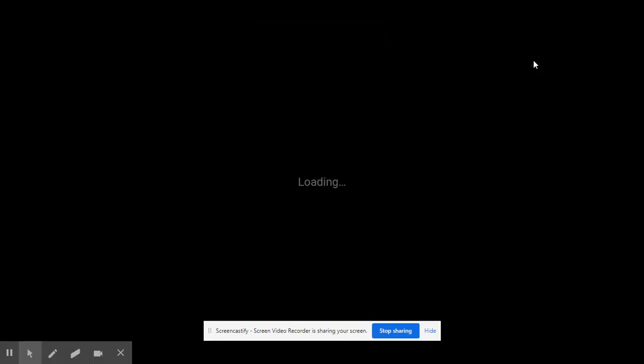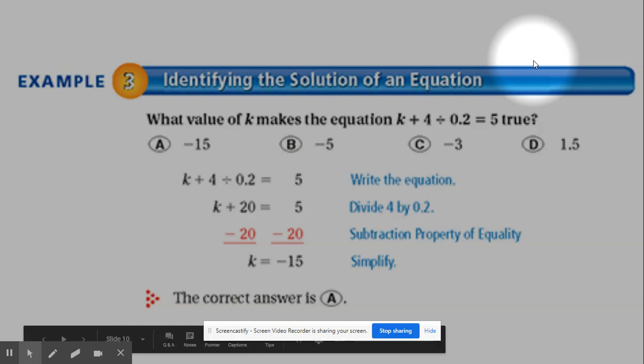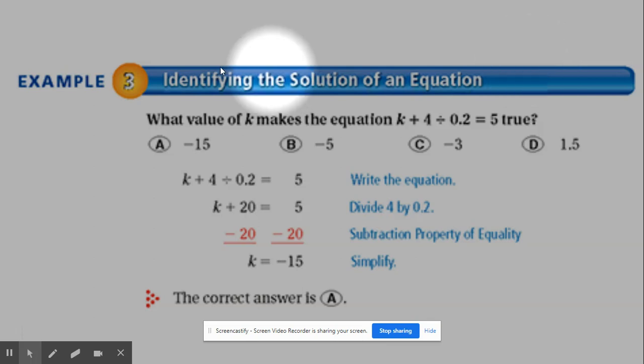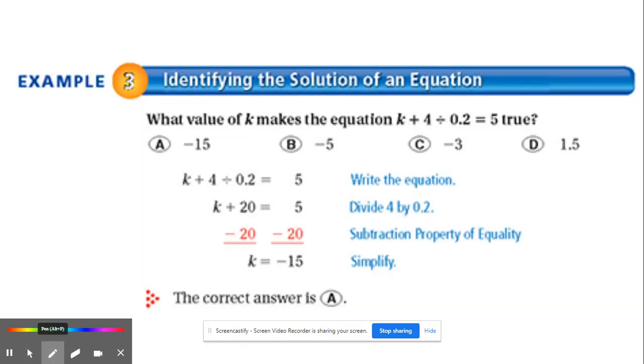Okay, and the last part of our notes that we are going to work on is identifying the solution of an equation. So this is example 3, and what value for k makes the equation k plus 4 divided by 0 and 2/10 equals 5 true? If you were given a multiple choice like this and you were wanting to figure out which one made it true, of course, you could substitute the different values in for k to see which one is true.